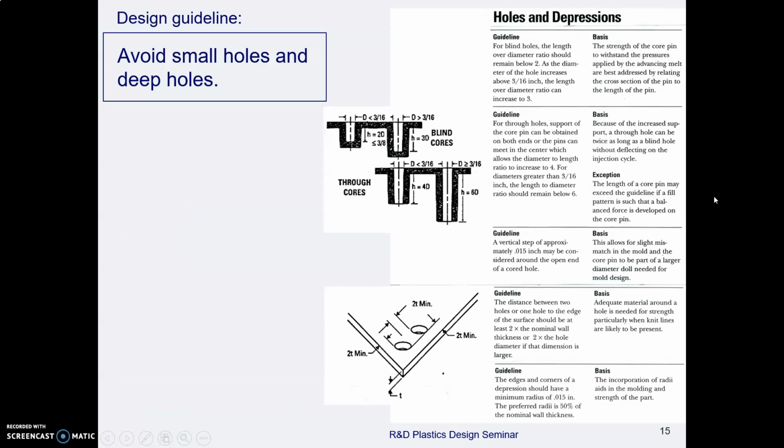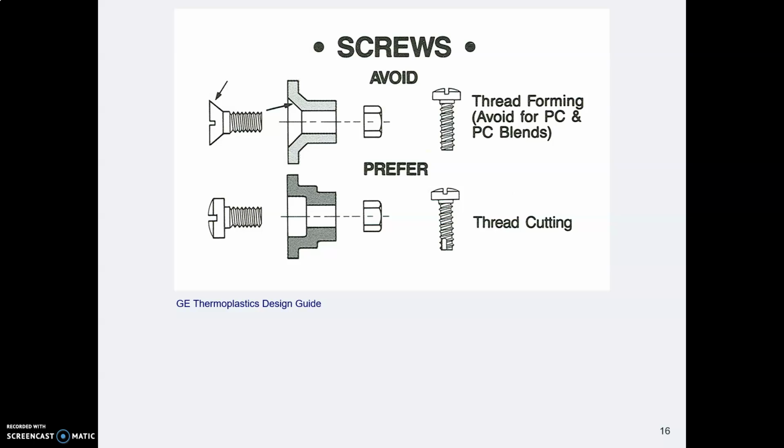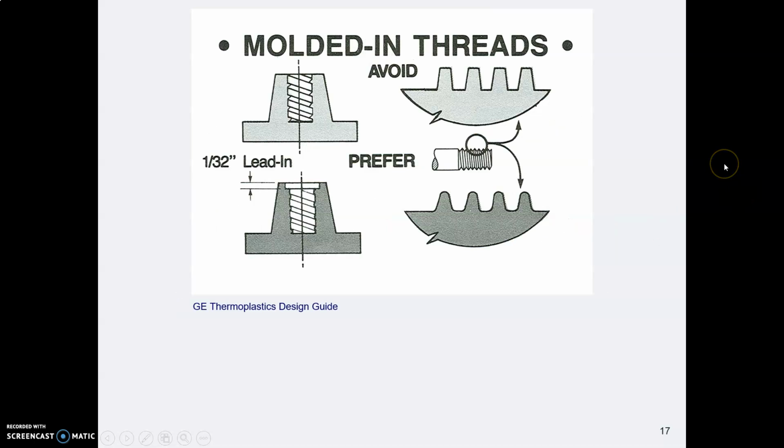Basically, you're avoiding small holes and deep holes, which act like small holes. For screws, you can have just a plain hole in the plastic and then use screws. It's better to use thread cutting screws. Thread forming screws create a high hoop stress, so thread cutting are better.